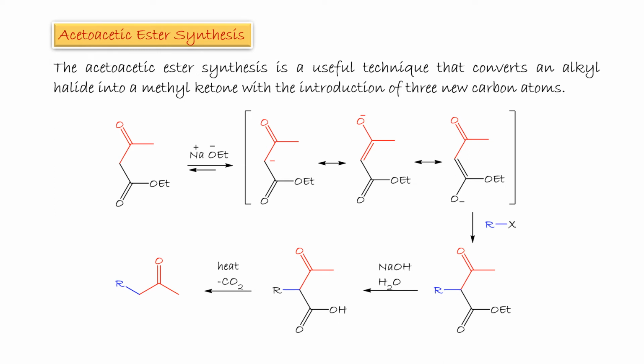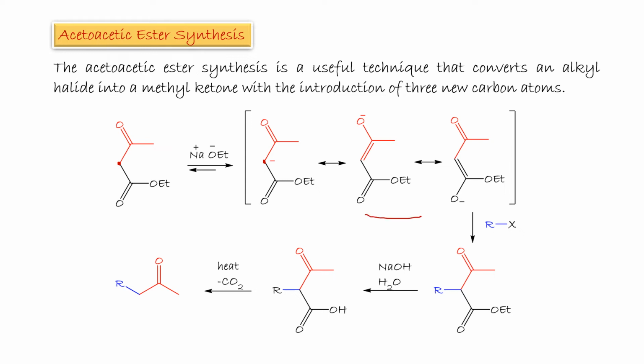Acetoacetic ester synthesis. This is the structure of the ethyl acetoacetate. Here is the alpha carbon, or we can say the alpha hydrogen. If we add sodium ethoxide, then we get the enolate, again with resonance structures.